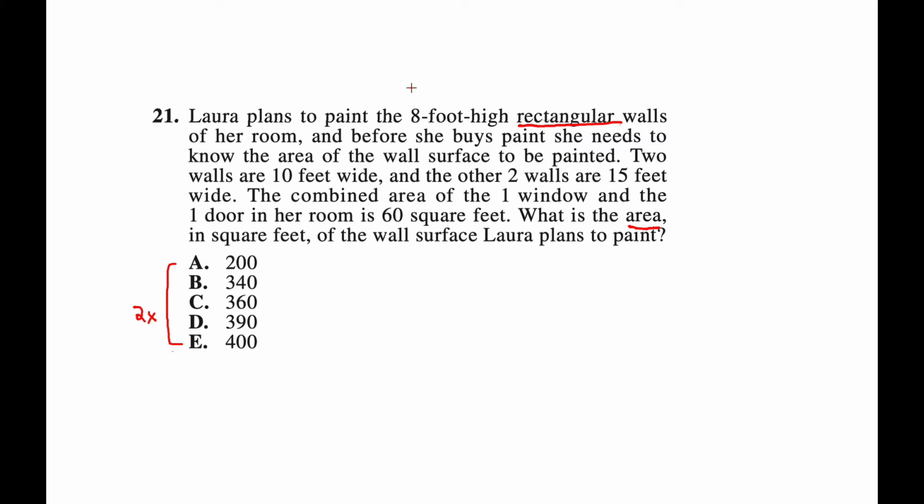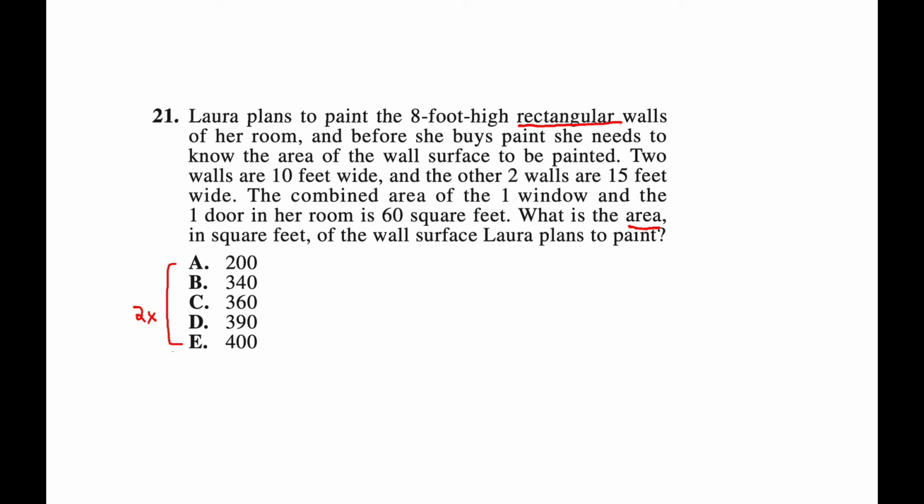So let's go back and just get a sense of what information we're being told here and what we're really trying to figure out. So essentially, this person, Laura, is painting her room, and we're being told the dimensions of the walls of that room. And then we're also told that there's part of the room that she's not apparently going to paint, which is this window and the door, and we're given the total area of that. And then we're being asked to find the area of the wall surface that she's going to paint.